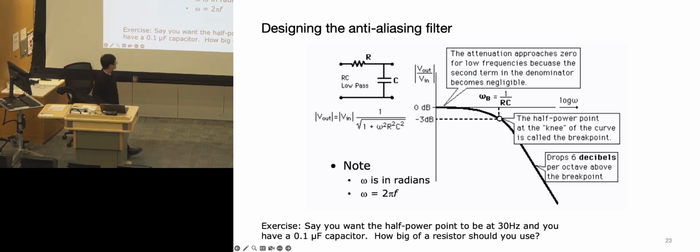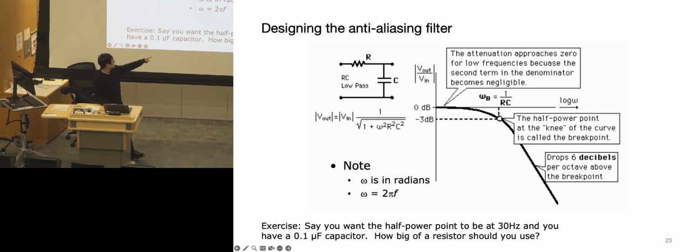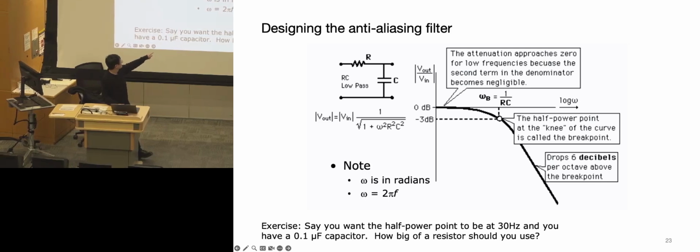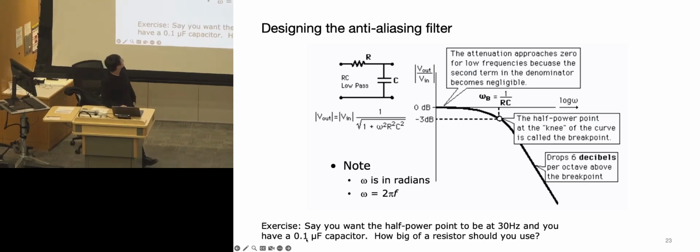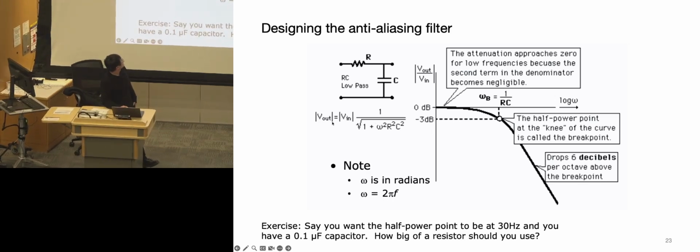Speaking of which, let's do a mini exercise here. If we want the cutoff point to be 30 hertz, and we have a 0.1 µF capacitor, how big of a resistance should we be using in this case to achieve that?